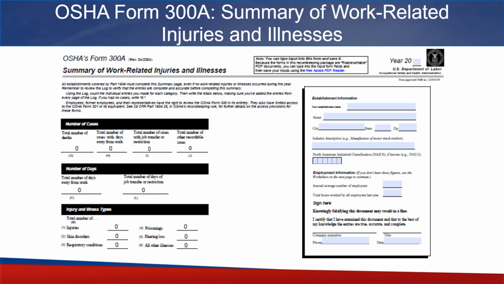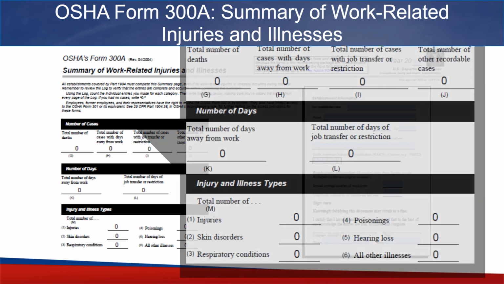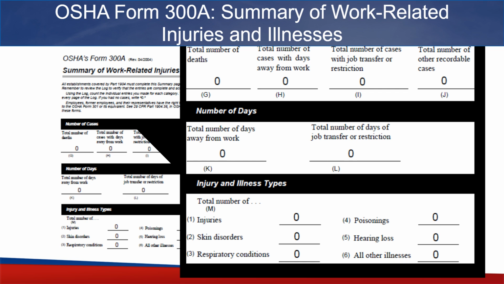All establishments covered by Part 1904 must complete the summary of work-related injuries and illnesses, even if no injuries or illnesses occurred during the year. Remember to review the log to verify that the entries are complete and accurate before completing this summary. Using the Form 300, count the individual entries you made for each category. Then write the totals on the left side of the Form 300A, making sure you've added the entries from every page of the log. If you had no cases, write in a 0.